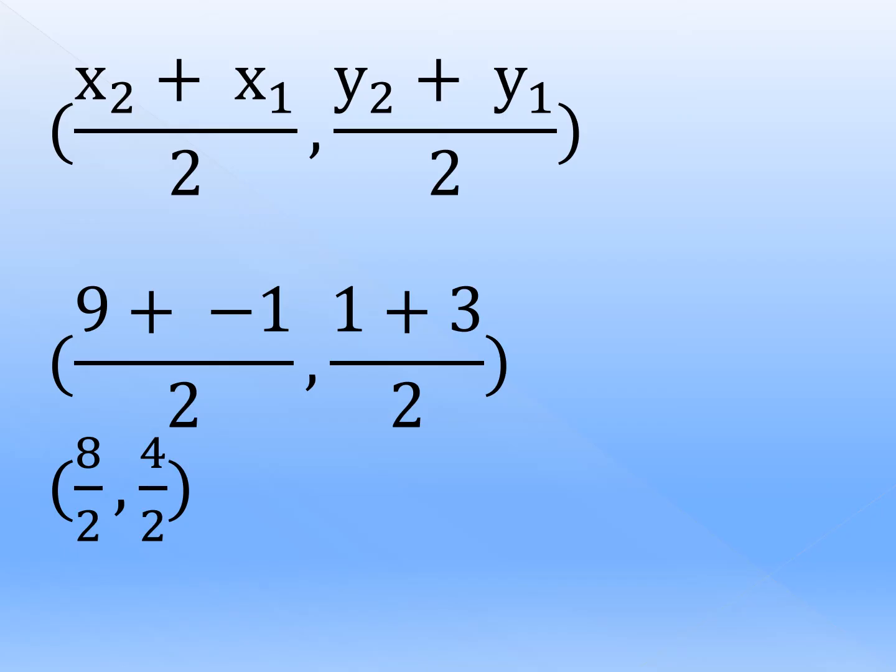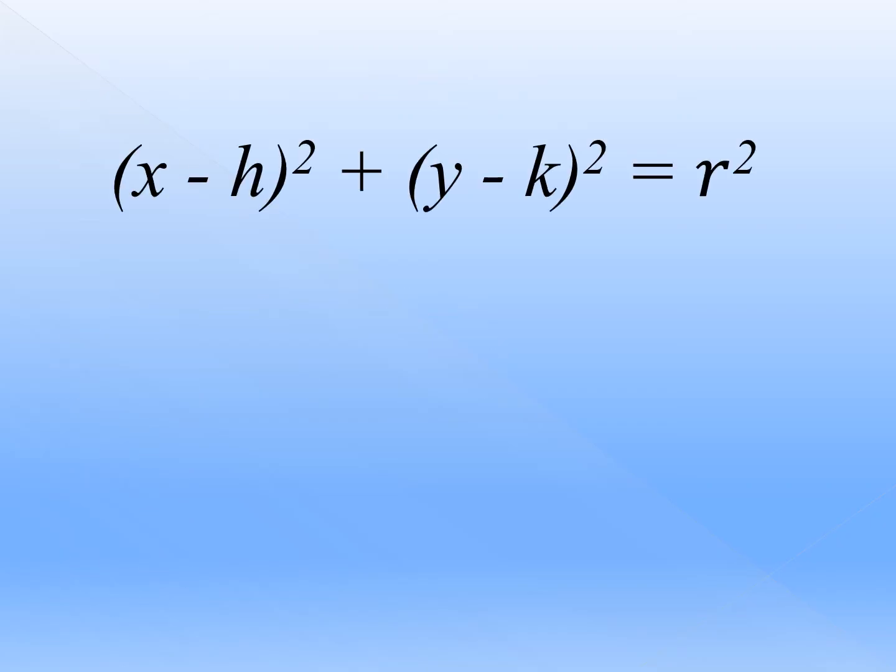So simplifying 8 divided by 2, we have 4, and simplifying 4 divided by 2, we have 2. Therefore, the center is located at (4, 2). So from that, let's write first the center at (4, 2) and the radius, which is equal to the square root of 26.